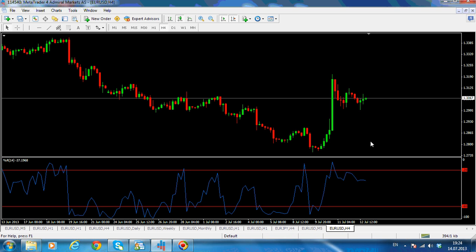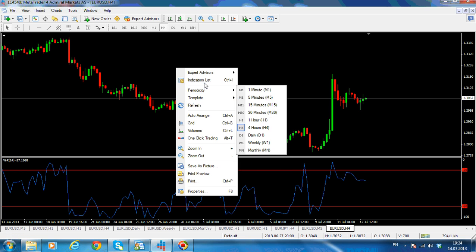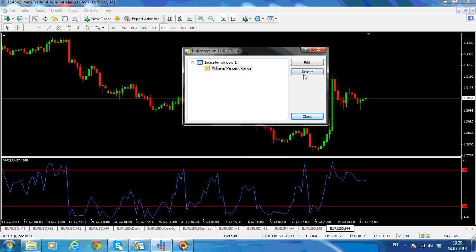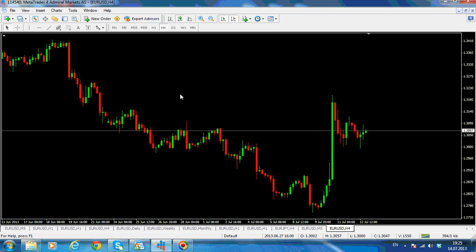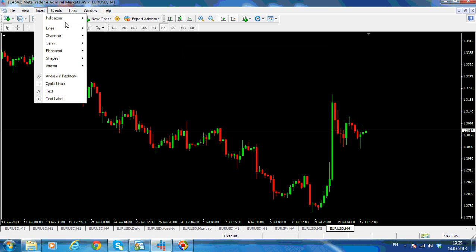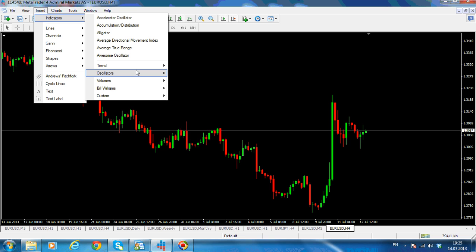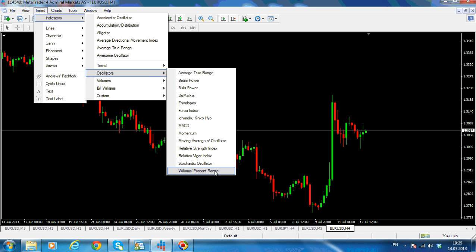Moving forward, it is time to take a look at the Williams %R. This type of oscillator, I put it here. This is a EUR/USD 4-hour chart, but let me delete it only to show you where it can be found. So you click Insert, Indicators, Oscillators, and then this is Williams Percent Range.